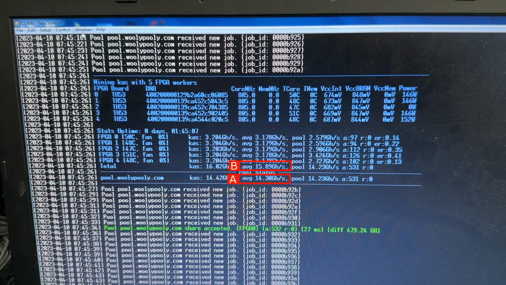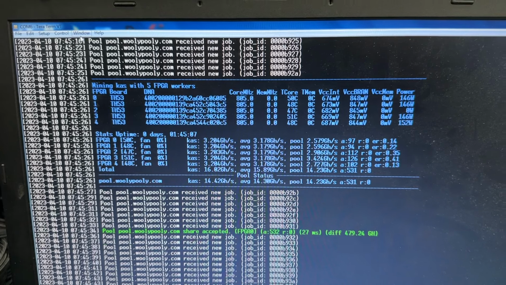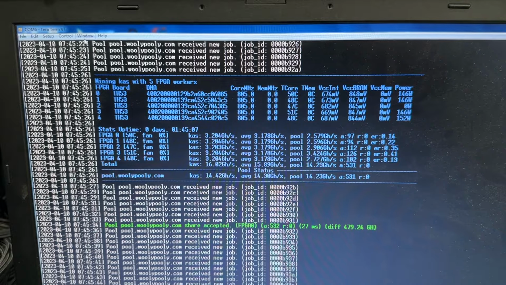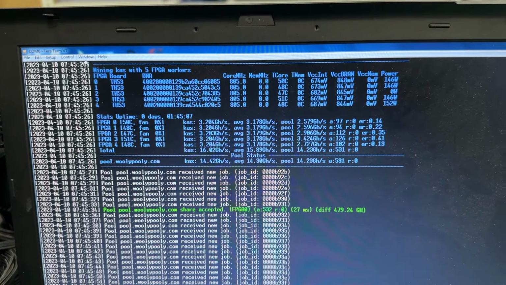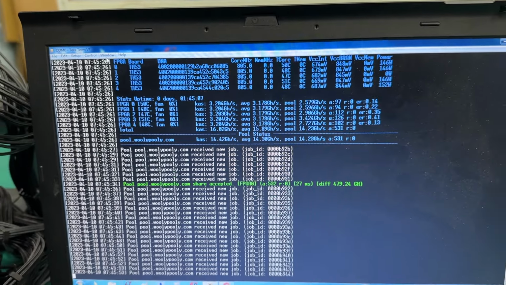Here we use a total of 5 TH53s, and the local hash rate is 15.89 gigahash per second, just like in part B. A equals B times 0.9, which is the real effective hash rate after deducting the dev fee. We are running Tera Term on a laptop to display the results of the TRM miner running on PNC2. Here, the laptop acts as a monitor.